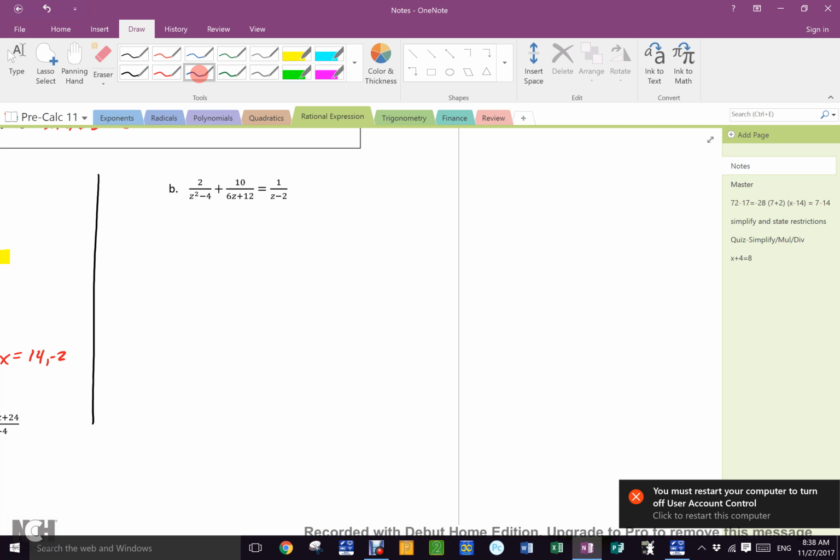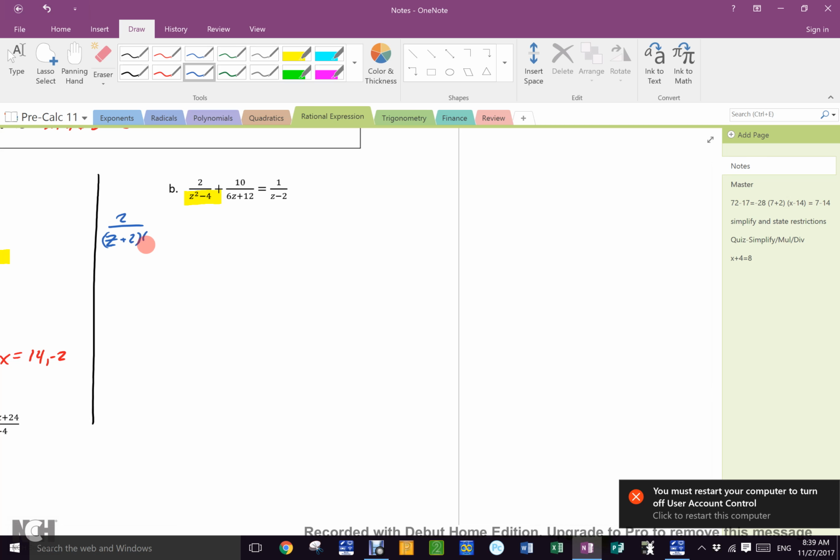Would anyone like to volunteer one of their first steps? I do not care what it is. Would anyone like to give us a way to get started? Pardon me? Yes, thank you. So Jazz Kirat has said we are going to factor right there, yes? And he factored it beautifully. 2z plus 2, z minus 2, plus.